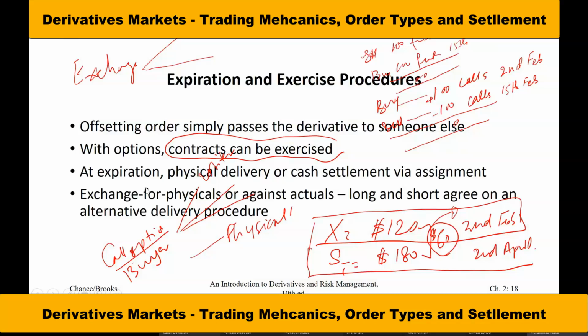Most of the exchange traded derivatives are not settled through physical delivery. They are mostly settled through cash. However, if the parties are interested in physical delivery, then there is an arrangement that is called an exchange for physical or against actual that can be arranged with the consensus of both the parties.